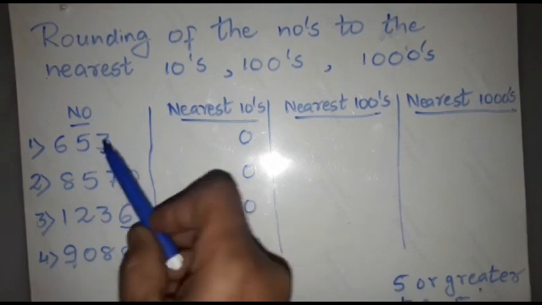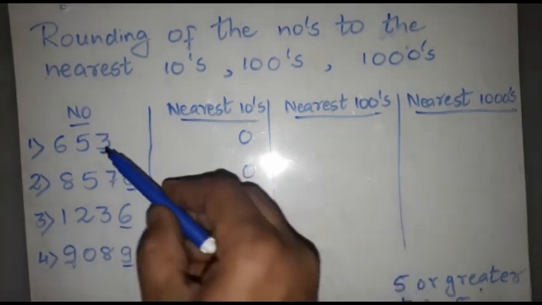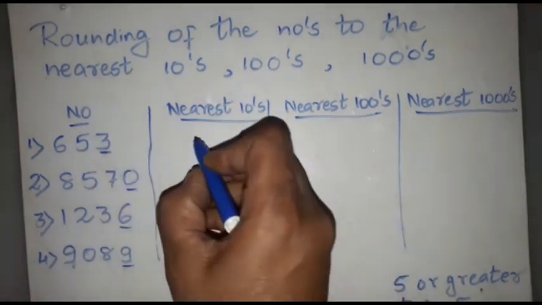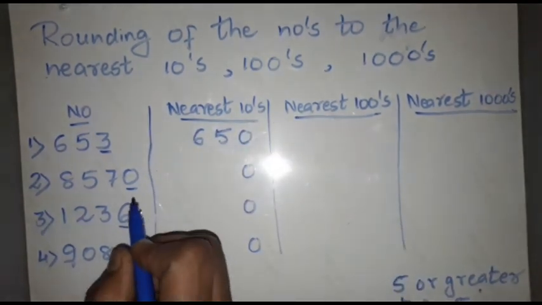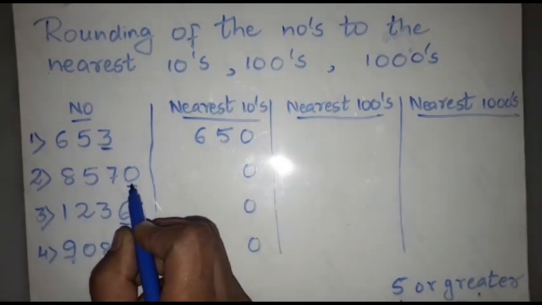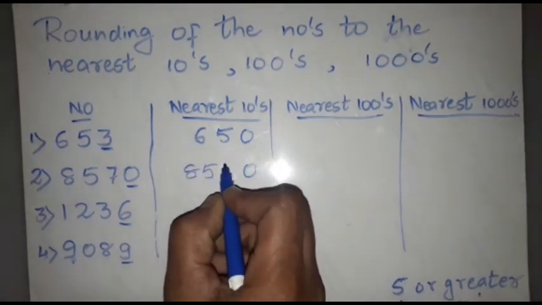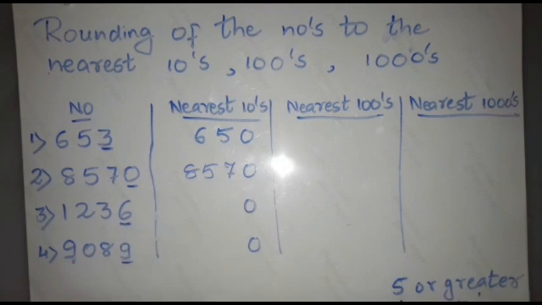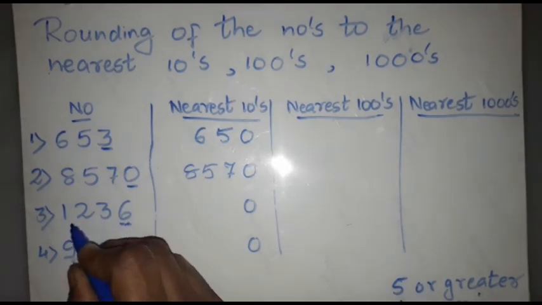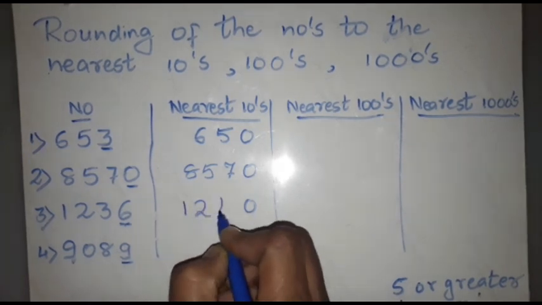So here let us see, this is 3 given over here. So 3, it is not greater than 5. So prior to that 65 is there. So 65 you need to write as it is. Second number, it's 0, it's not 5 or greater than 5. So 857 remains as 857. For the third question, 6. Is it greater than or equal to 5? Yes. So condition is satisfied. So the previous number is 123. So 123 plus 1, that is 124.